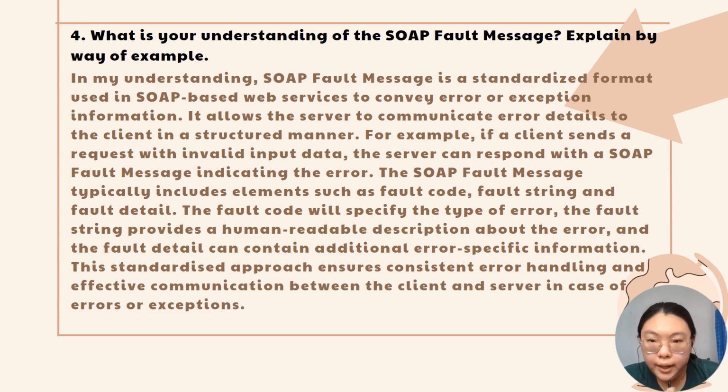Then, number 4 is what is your understanding of the SOAP fault message, explained by way of examples. So, in my understanding, SOAP fault message is a standardized format used in SOAP-based web services to convey error or exception information. It allows the server to communicate error details to the client in a structured manner. For example, if a client sends a request with invalid input data, the server can respond with a SOAP fault message indicating the error. The SOAP fault message typically includes elements such as fault code, fault string, and fault detail. The fault code will specify the type of error, the fault string provides a human-readable description about the error, and the fault detail can contain additional error-specific information. This standardized approach ensures consistent error handling and effective communication between the client and server in case of errors or exceptions.